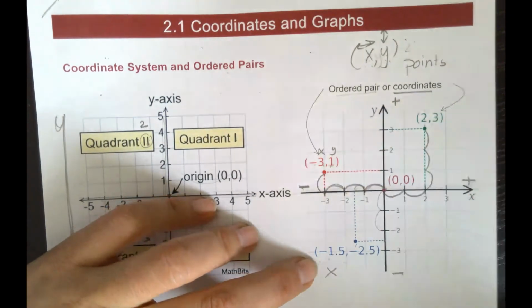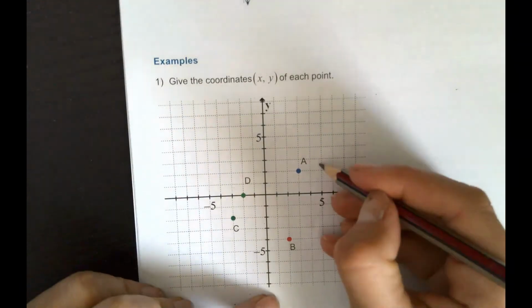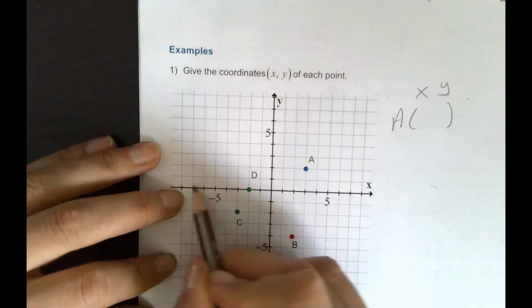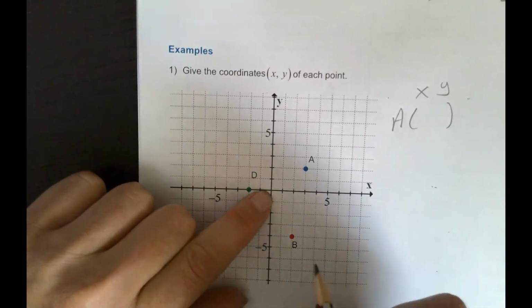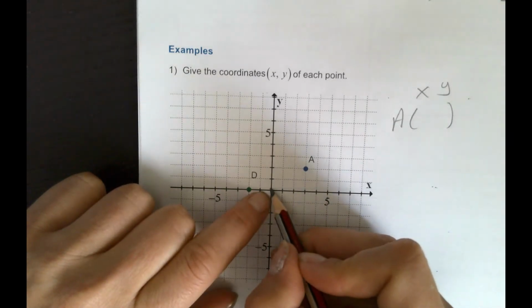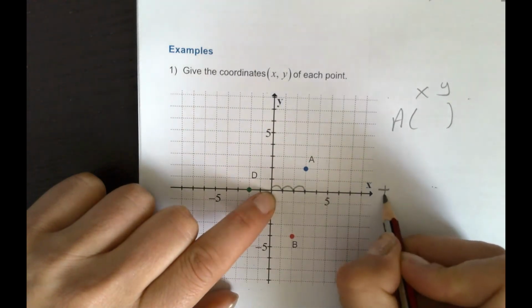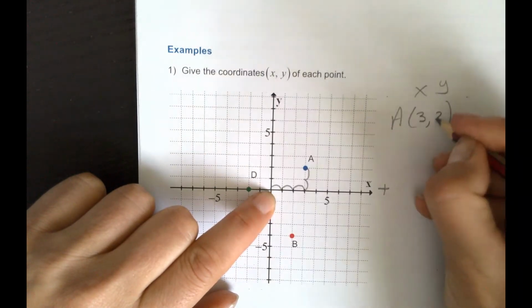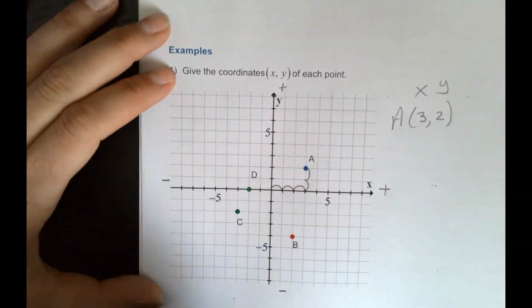So let's look at this. It says give the coordinates for each point. So let's look at A. I always have to do my X first. So here's X. I start at the origin, and I have to count the number of jumps, like an arnab, like a rabbit. So 1, 2, 3. And because I'm going this way, it's a plus. So it's 3 this way, and then I have to go 1, 2 up. And because I'm going up, it's a plus. Down is negative, left is negative.